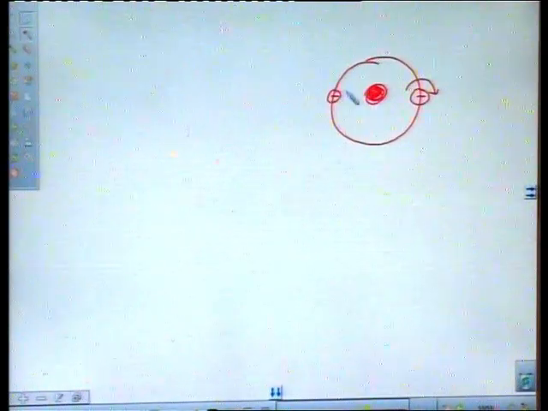Now, the physical significance of the spin quantum number is that it represents the direction of the electron spin, that is clockwise or anti-clockwise. So, the electron may be moving clockwise or it may be moving anti-clockwise. The directions for the spin quantum number are shown here.